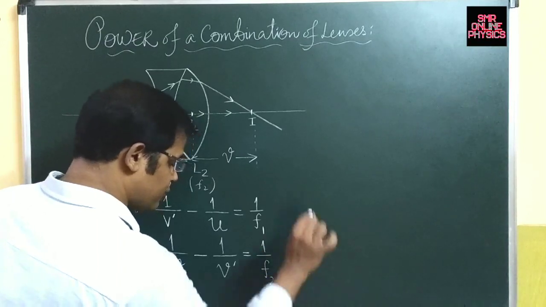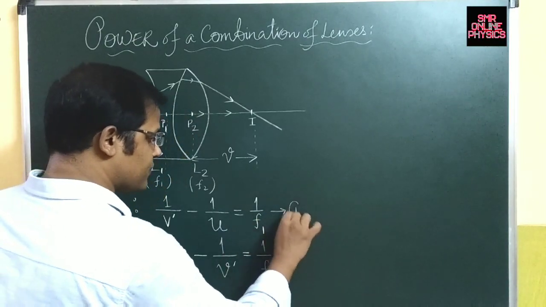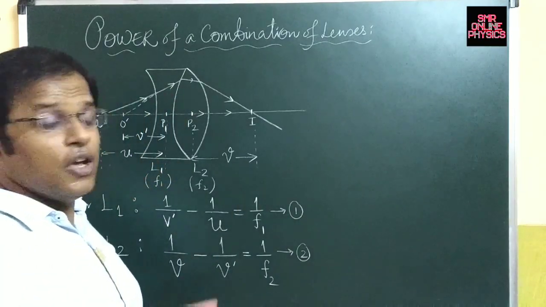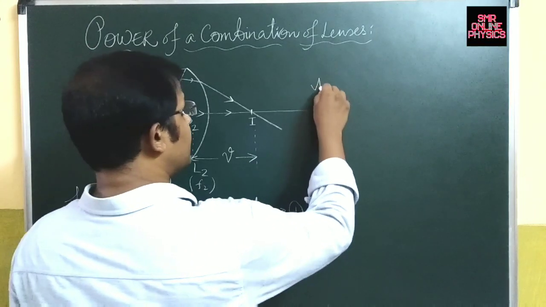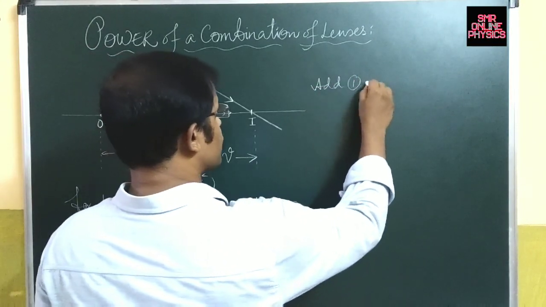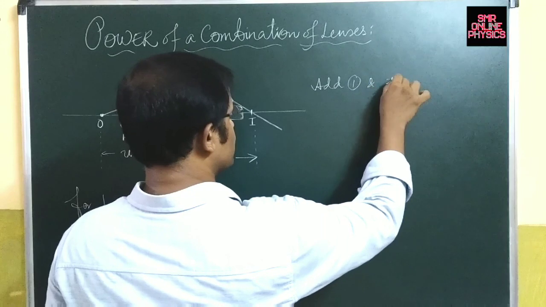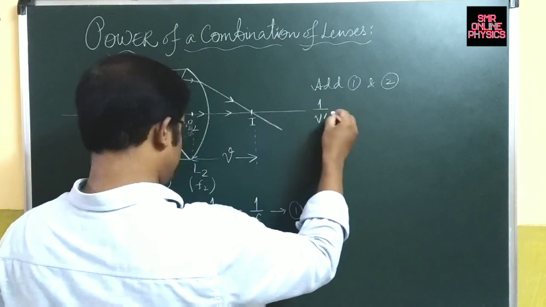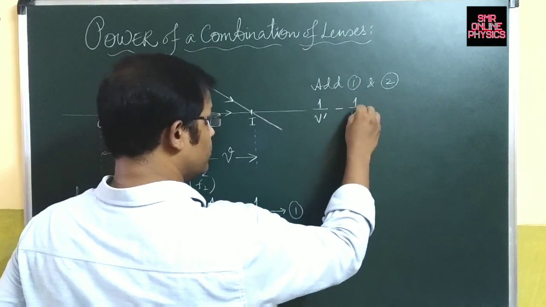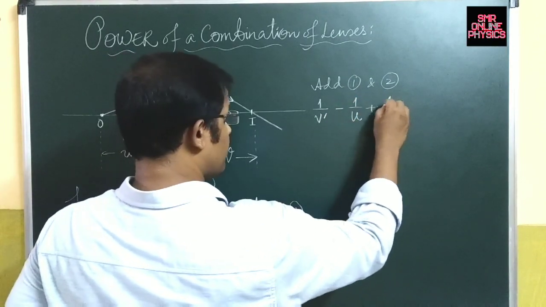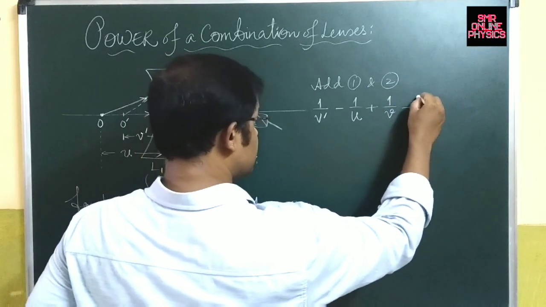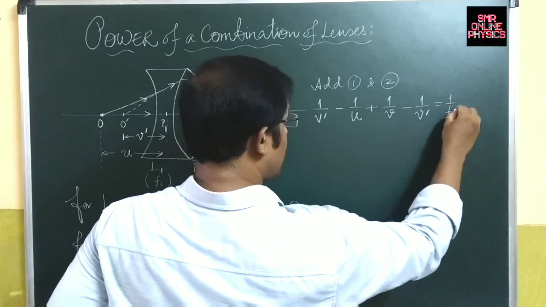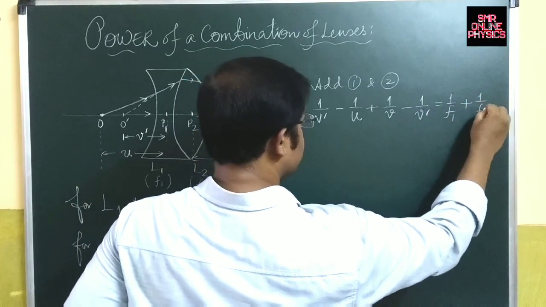Let us call it as F2. So if you take the first one as the first equation and the second as the second equation that we have generated so far, all we have to do is add these equations. Add equation 1 and 2. That's it. You will find 1 by V prime minus 1 by U plus 1 by V minus 1 by V prime equals 1 by F1 plus 1 by F2.